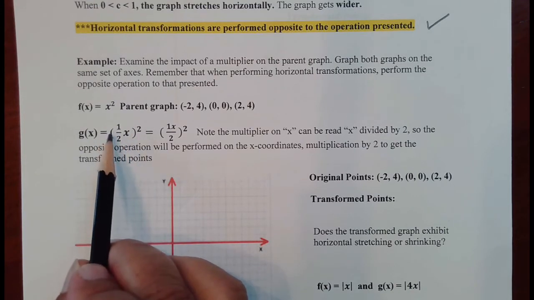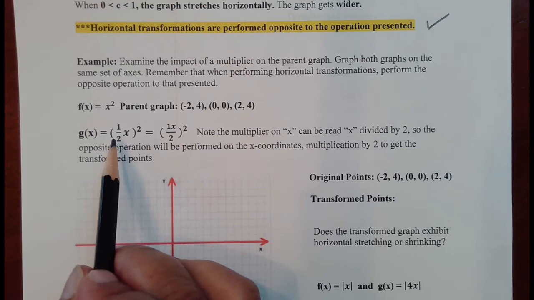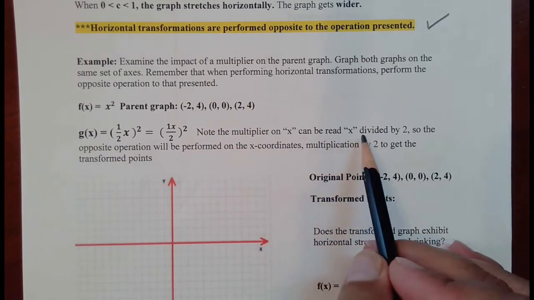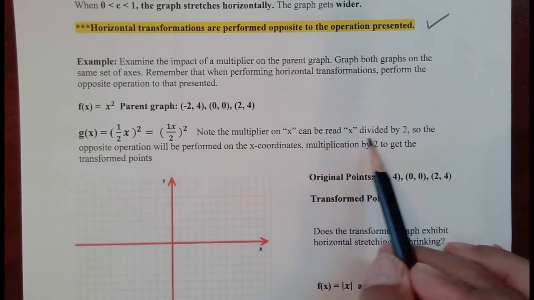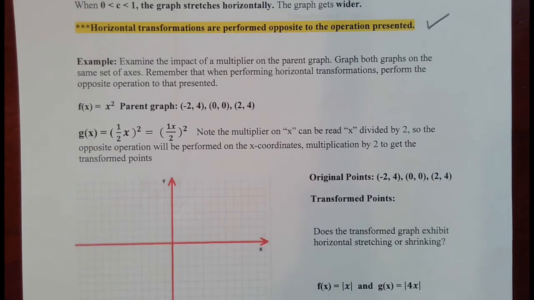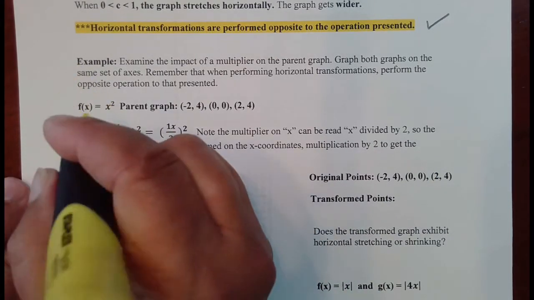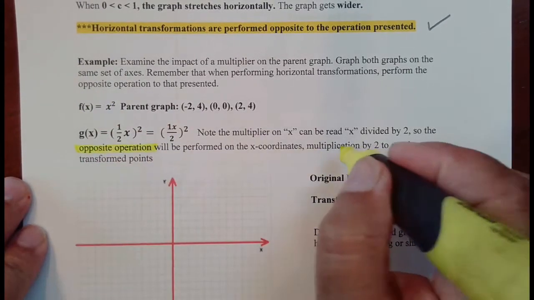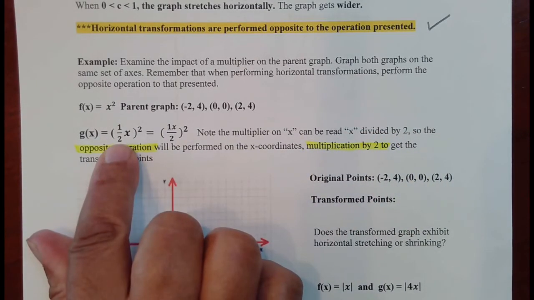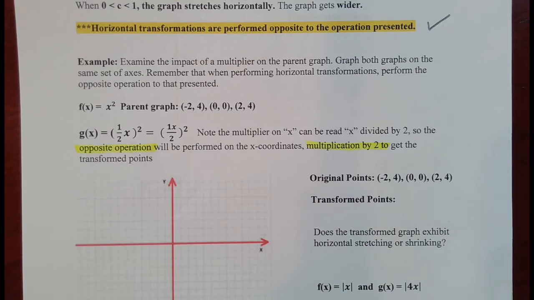So note that the multiplier can be read x divided by 2. So the opposite operation would be multiplication by 2. Okay, be very clear about that. So when you thought possibly because you saw a 1/2 as a multiplier that things were going to shrink, in all actuality what's going to happen is that they're going to stretch, and that's because you are performing the opposite operation. Rather than cutting the x values in half, you're going to be doubling them.